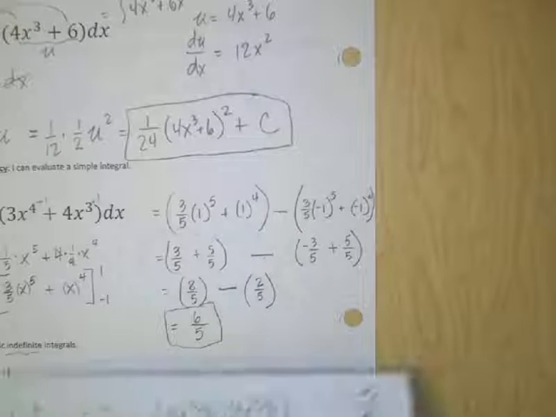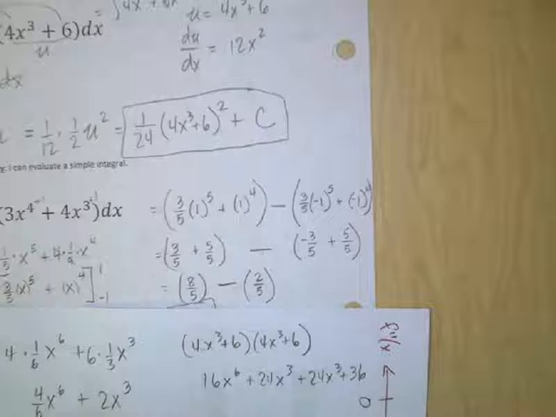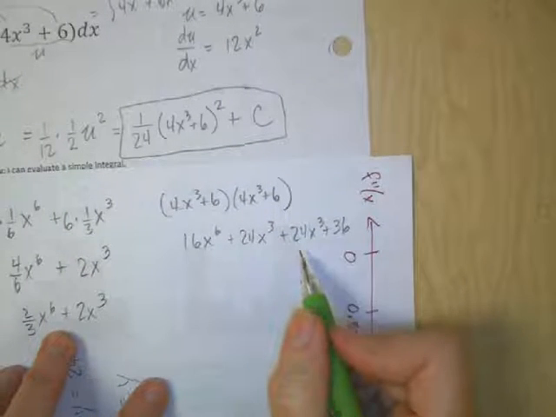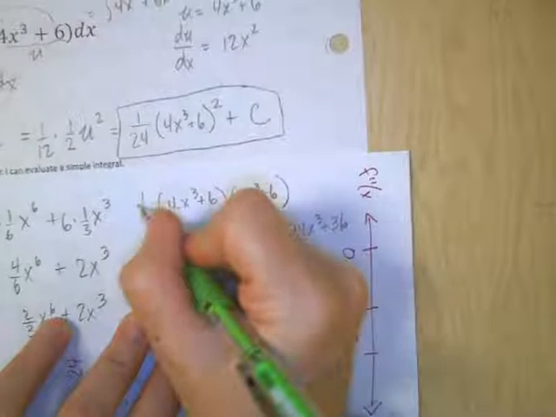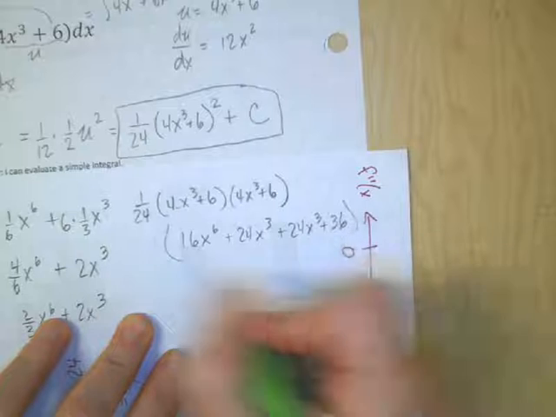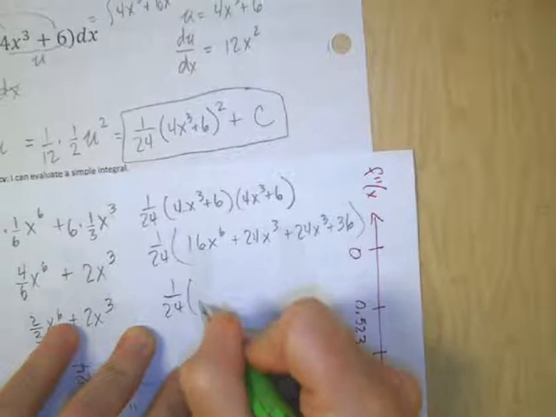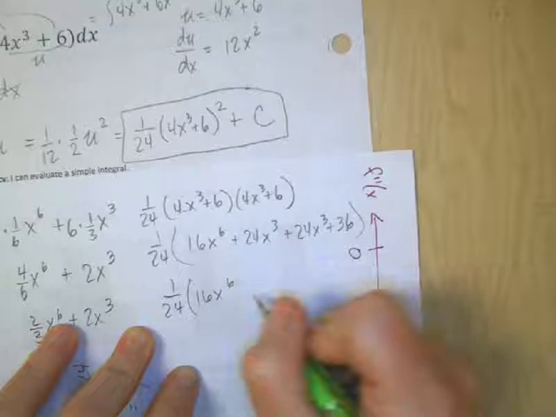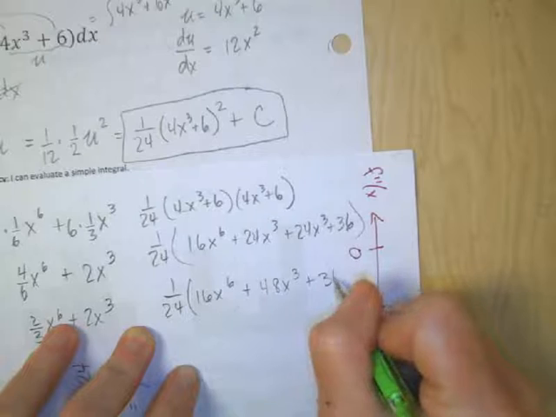Then, wait a minute, what happened here? Why doesn't this have a 36? That's interesting. So I think it's going to end up with a slightly different answer. Okay, combine my like terms. Oh, I still have my 1/24. So combine my like terms: 16x to the 6th plus 48x to the 3rd plus 36.